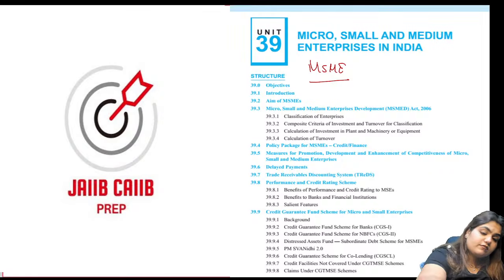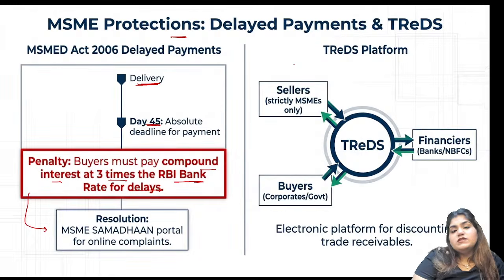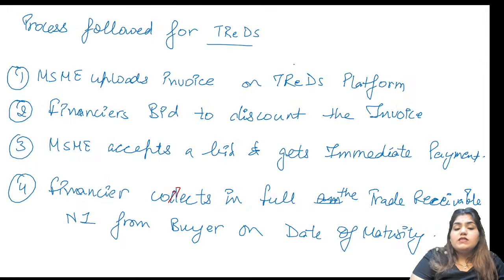Question number 1. If the buyer does not make the payment to the MSME in 45 days, you can be imposed to pay 3 times the bank rate. There is a platform, TReDS, on which you can sell your bill of exchange. The sellers can sell their bills of exchange. These are the guidelines followed, the process followed by TReDS. I've already explained this to you. You can go through this.